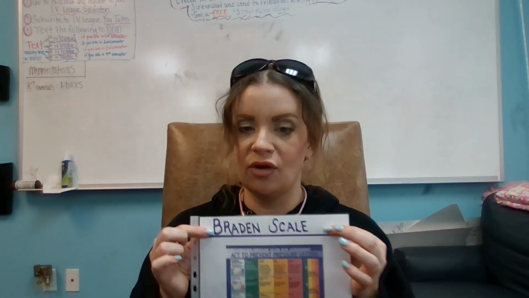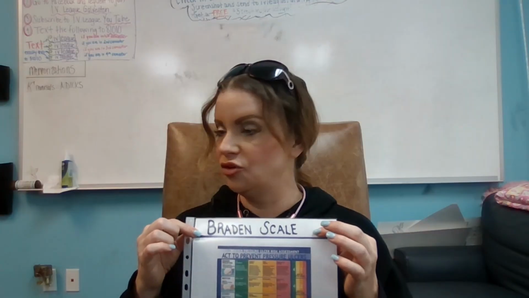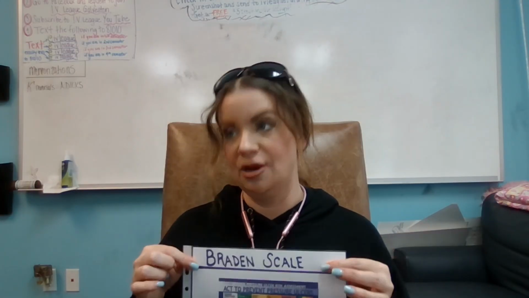So the Braden scale is an indication that your patient is either not at risk of skin breakdown or they're at high risk of skin breakdown. I do know that the lower the number, the more at risk you are. Is that correct? Yes. The lower the number, the more at risk you are. That's right.